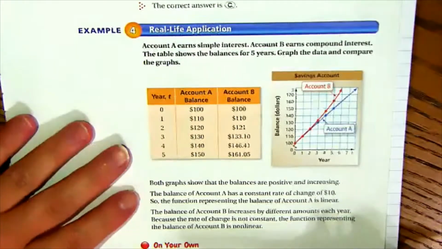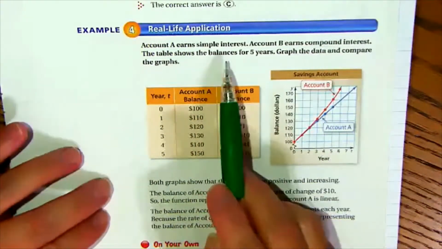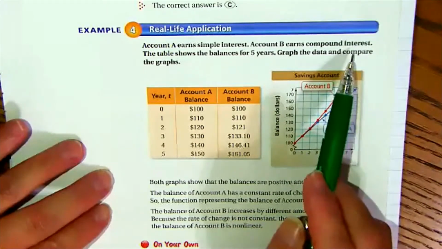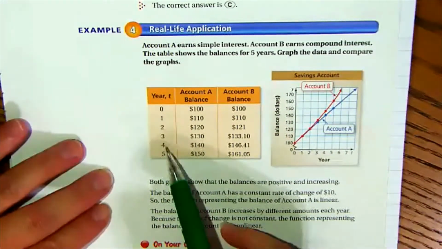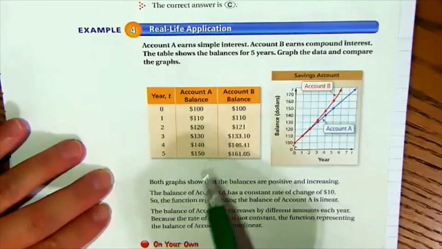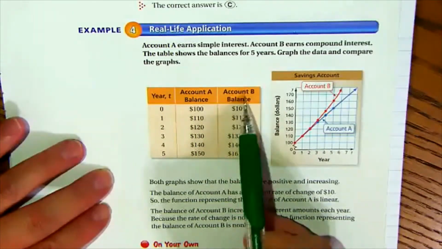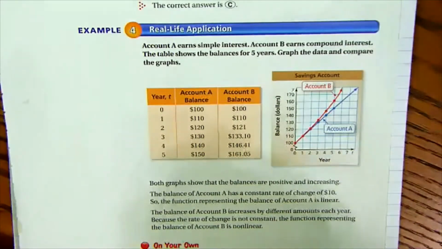So let's take a look at this real life situation. Account A earns simple interest. Account B earns compound interest. The table shows the balances for 5 years. Graph the data and compare the graphs. So account A is simple interest. Account B is compound interest. Here's our years.